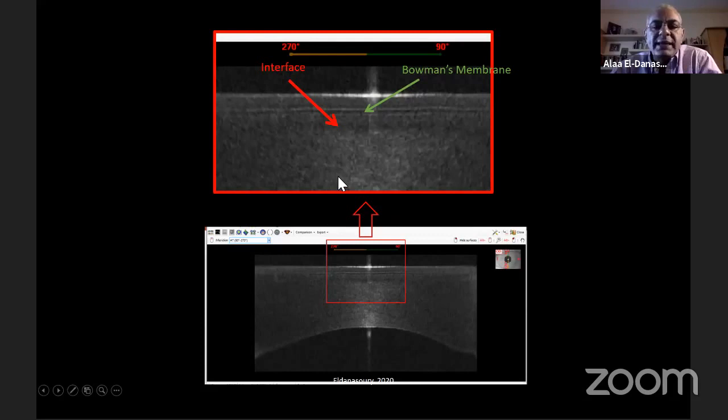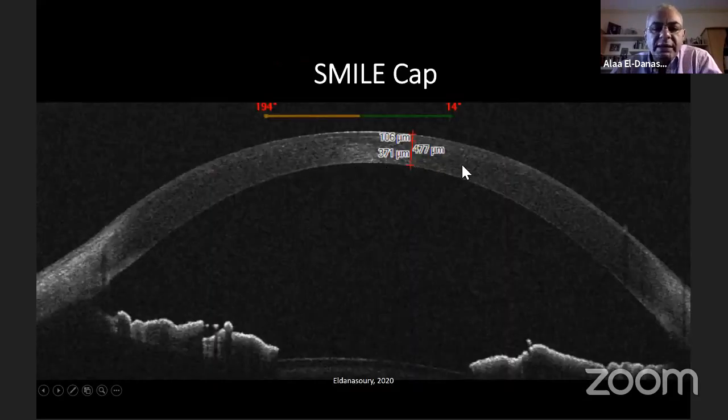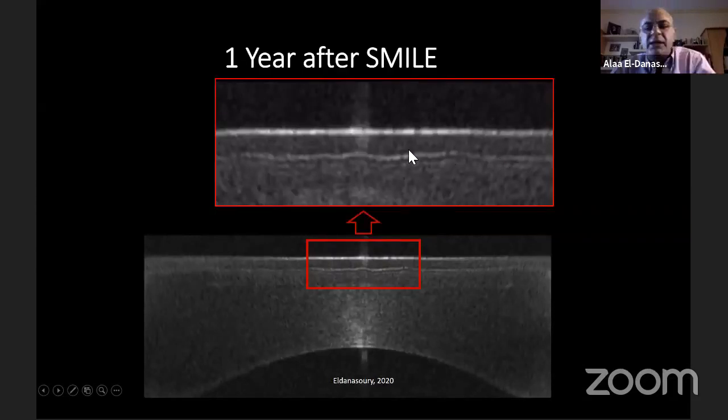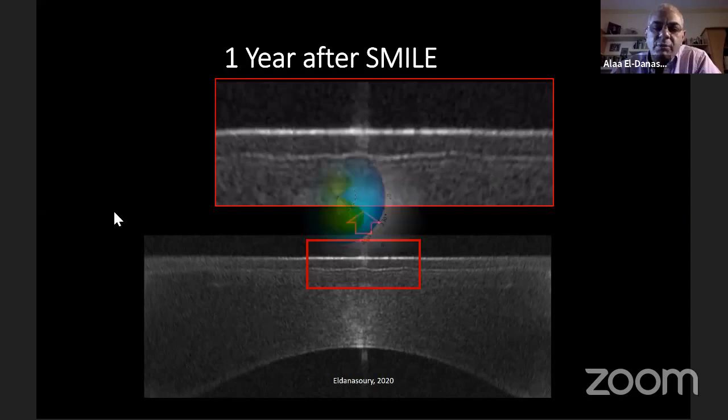Same for the SMILE cases. With the SMILE, you'll see more irregularity, as you can see here, more irregularity of the Bowman's there because of the nature of the procedure. And that's why the visual recovery after SMILE is somewhat delayed compared to LASIK because of this micro irregularity in the Bowman's layer.